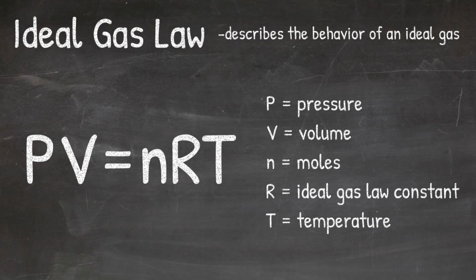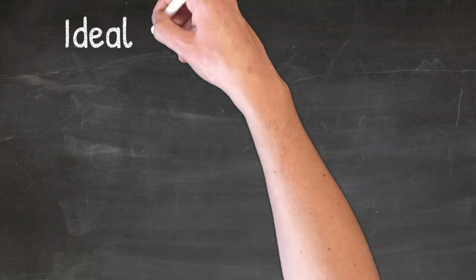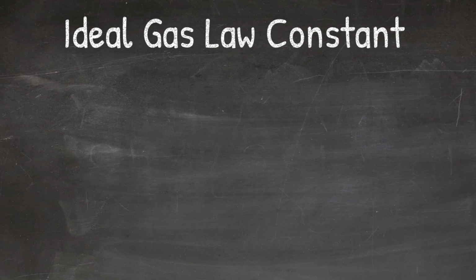Before we look at solving practice problems, we first need to look at the ideal gas law constant in more detail. The ideal gas law constant is a number that we have to use when solving the ideal gas law formula. Essentially, what this number does is it takes the relationship between pressure, volume, moles, and temperature and gives us a formula we can solve.